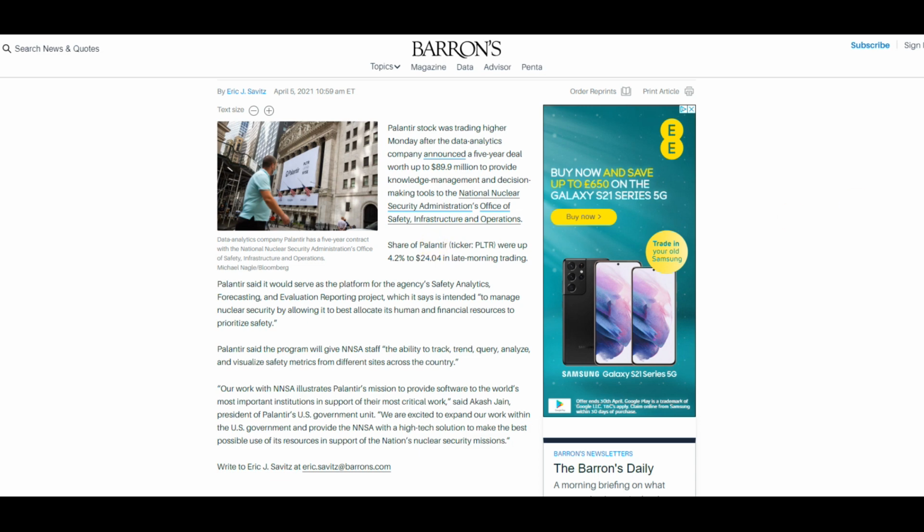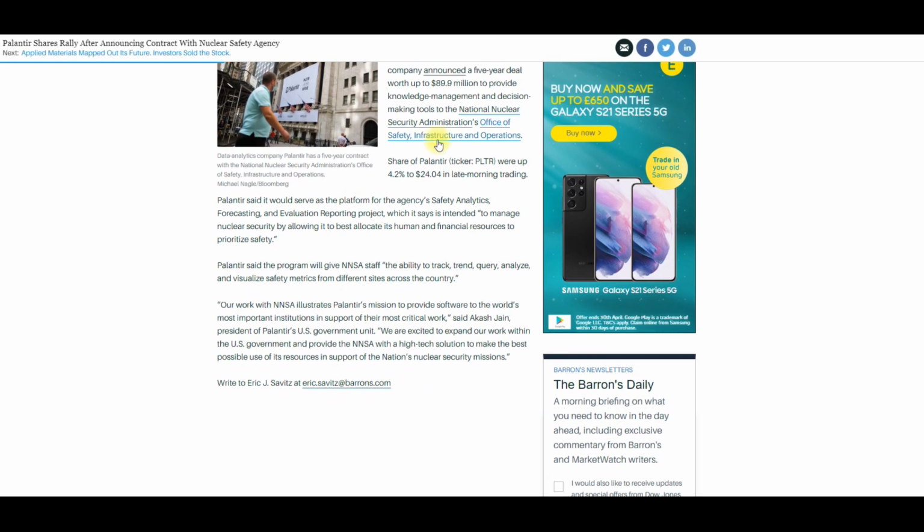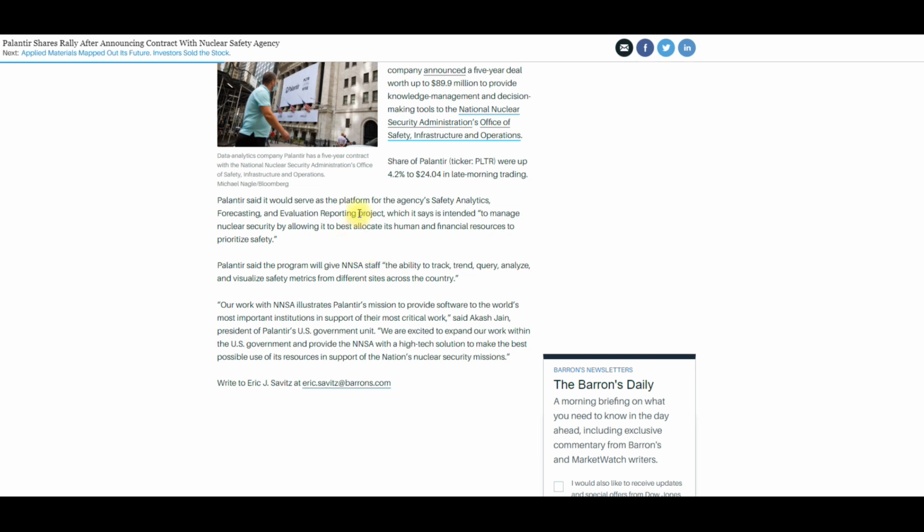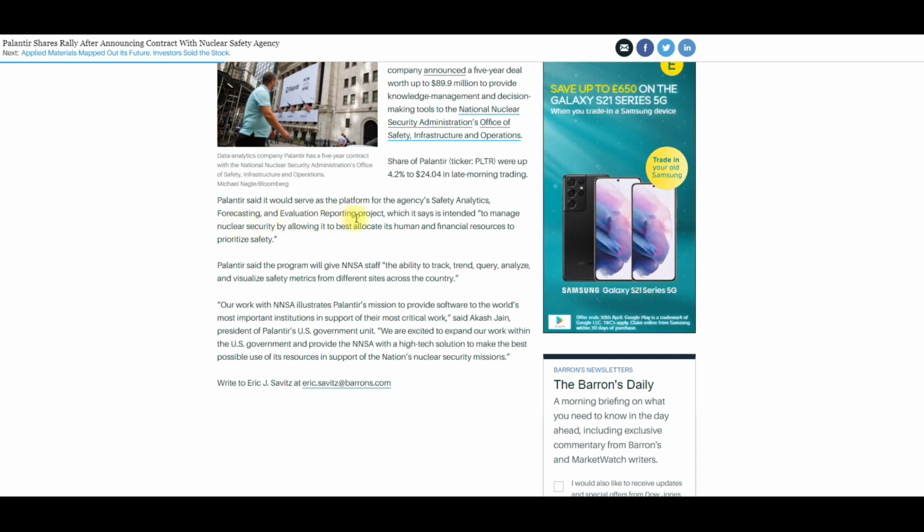So guys, this was some good news that did happen for Palantir, and again, it does say that the shares jumped up by 4.2%. Palantir said it would serve as the platform of the agency's safety analytics forecasting evaluations reporting project, which it says is intended to manage nuclear securities by allowing it to best allocate its human and financial resources to prioritize safety.